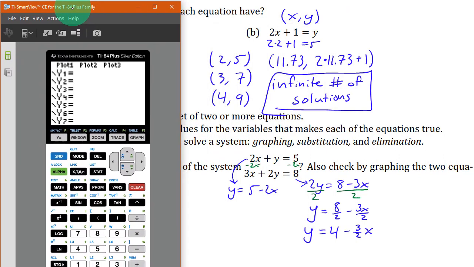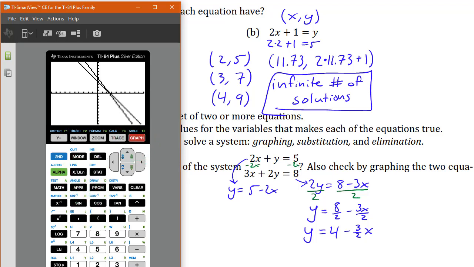We can do, over here, I'm going to write it as y equals 5 minus 2x is one of them, and the other one is 4 minus 3 over 2 x. And if you graph that, remember what we're looking for is the xy point that makes each of these equations true, or in other words, the xy point that is on the graph of both equations, which is the intersection here. It looks like about 2, 1.